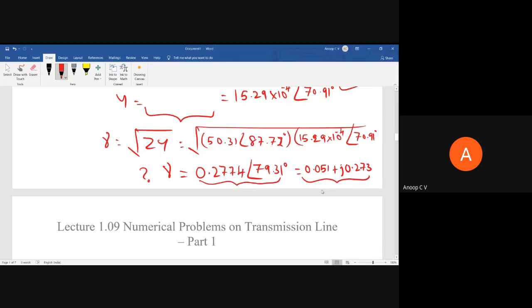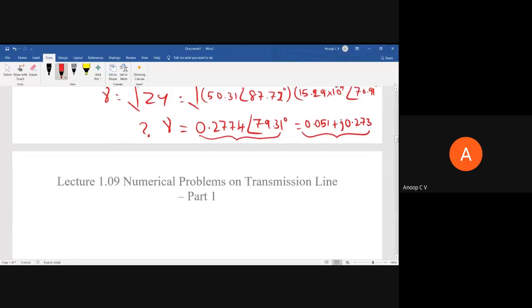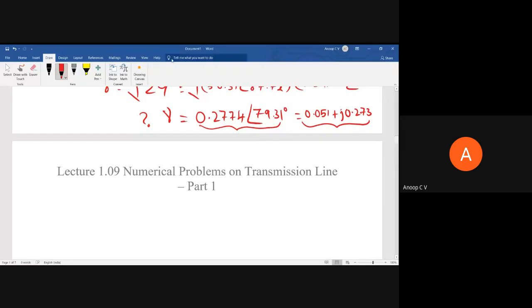And in Cartesian form, can anyone verify it in Cartesian form? Okay, so maybe you can verify it later. It's actually correct in Cartesian form as well.